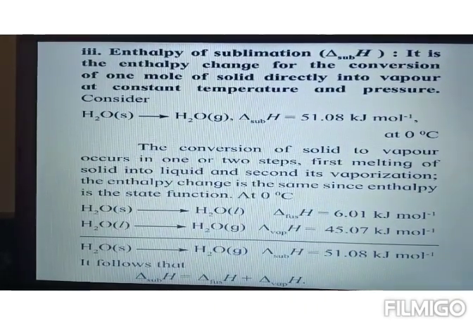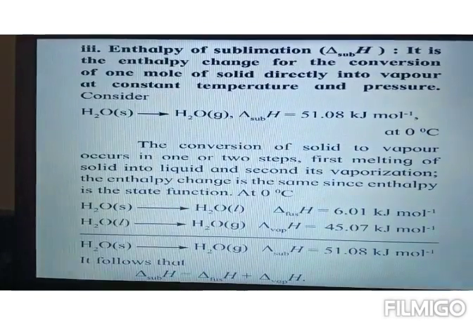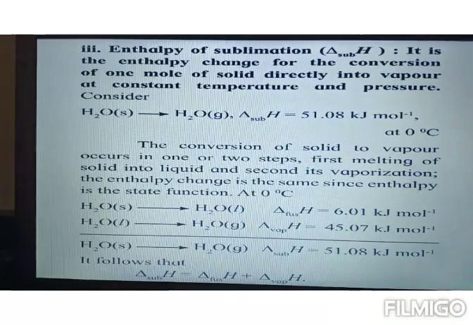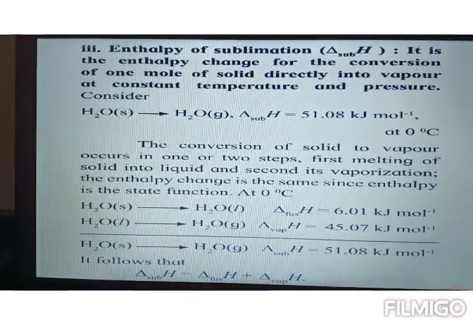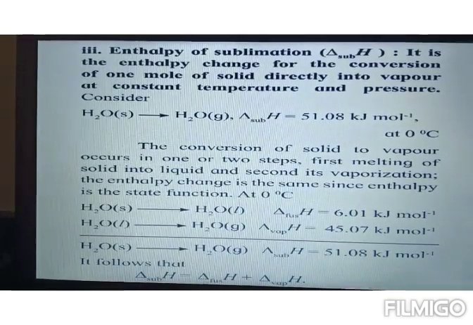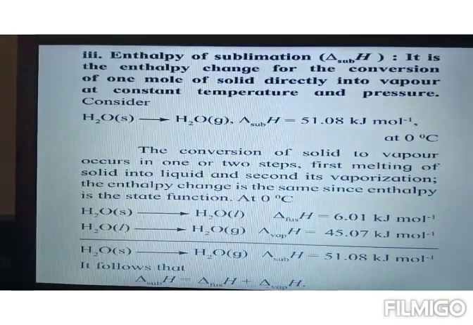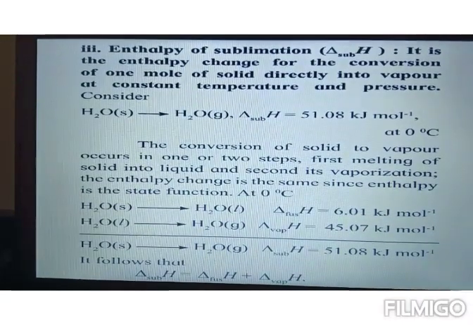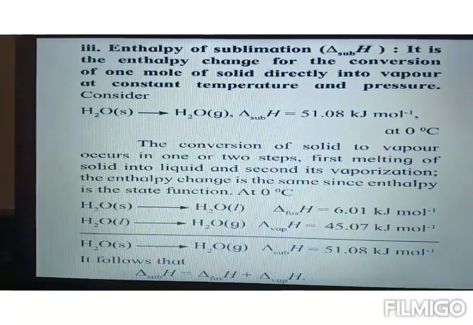So enthalpy of sublimation is the enthalpy change for the conversion of 1 mole of solid directly into vapor at constant temperature and pressure. See, there is a slight difference here from the two enthalpies which we saw earlier. In fusion and vaporization, it is without change in temperature at constant pressure, but here we have constant temperature and pressure. So keep in mind the difference. Now the example is H2O solid, that is ice, converted into gaseous water vapors, and delta H sublimation is 51.08 kilojoule per mole at 0 degrees Celsius.